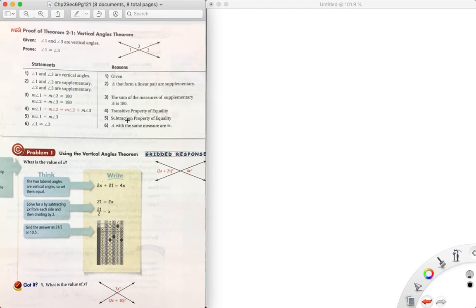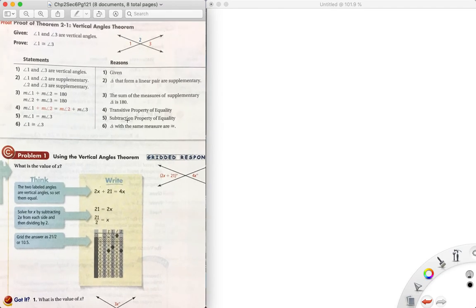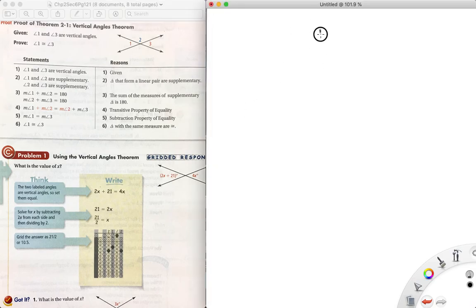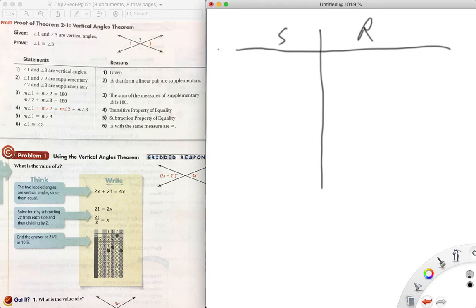So there is the proof for the vertical angles theorem. It's not the best proof in the world. I've seen better. But okay. Number 1 is our given, so I'm not going to write it down because it's right there next to you. 1 and 3 are vertical angles because it's given to us.